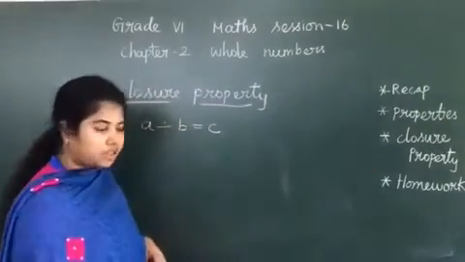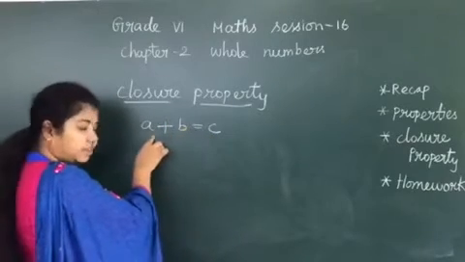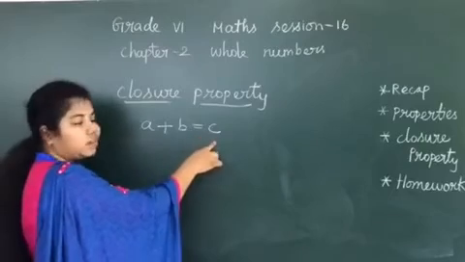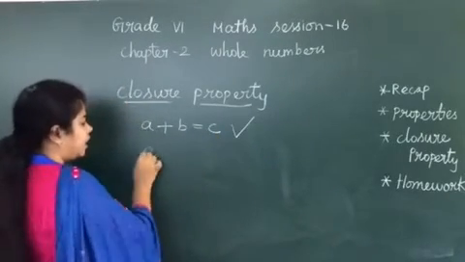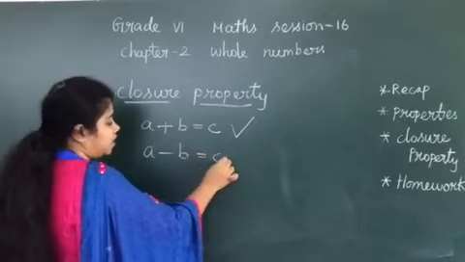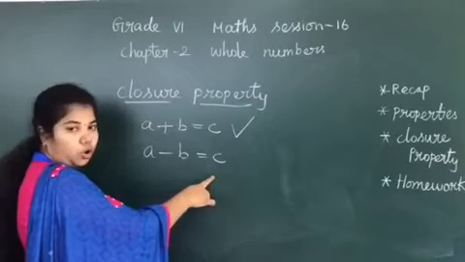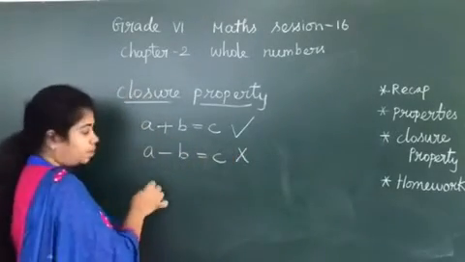Now, we have seen 4 things here. A plus B is equal to C. A is a whole number, B is a whole number. If I add 2, C is also a whole number. Therefore, it satisfies the closure property. A minus B is equal to C. A is a whole number, B is a whole number. But what did we get? C is not a whole number. We got it as an integer. So, it does not satisfy the closure property.